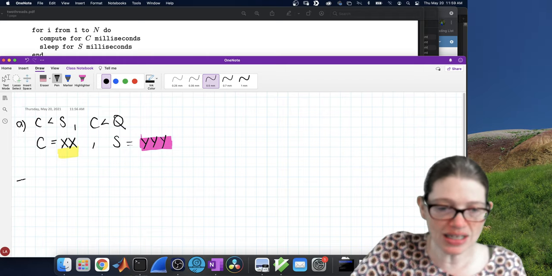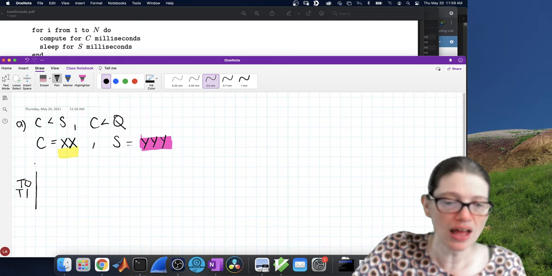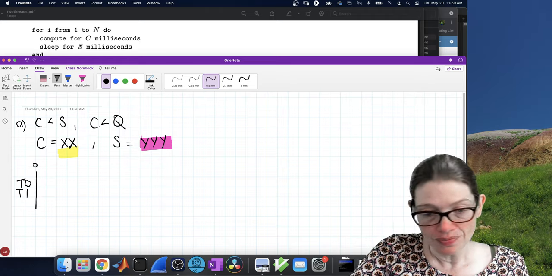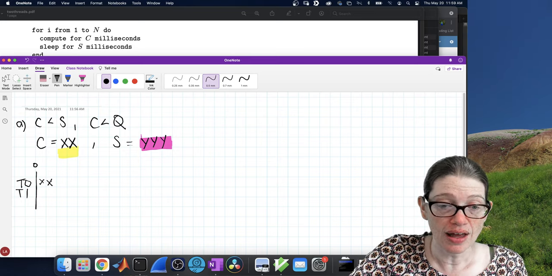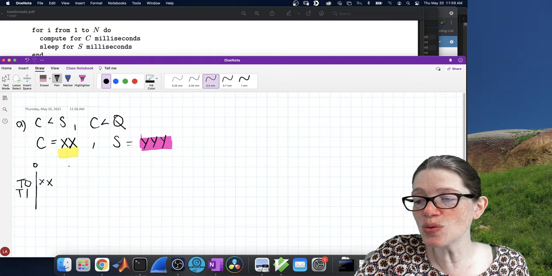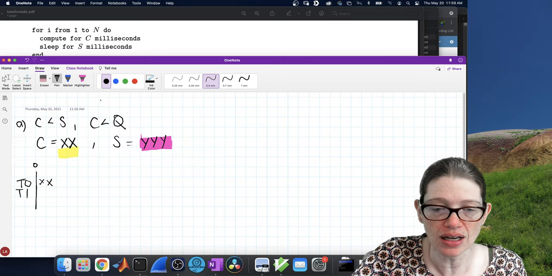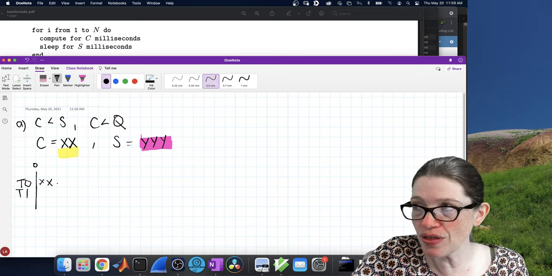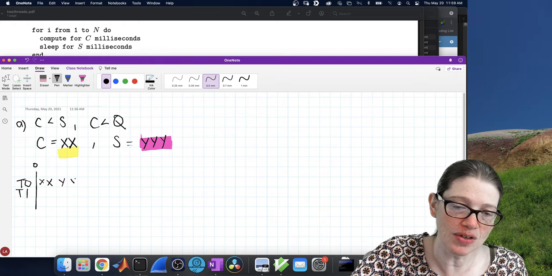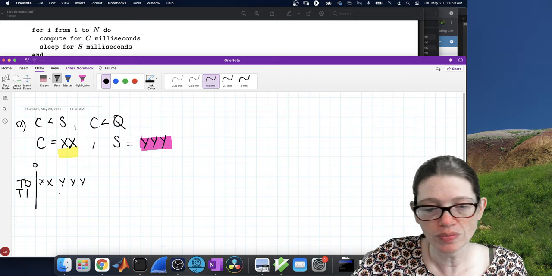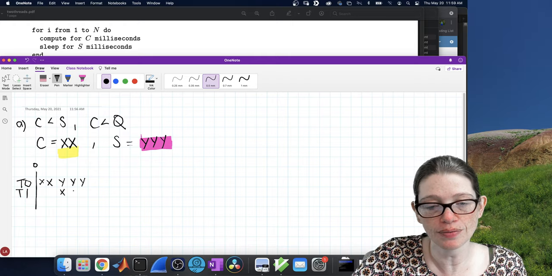So then let's do T0 and T1. And this is going to be time 0. Now, T0, the first thread, is always going to go first. So it's going to go X, X. While it is running, the other thread cannot run, but it also isn't asleep because it hasn't even started yet. And then after two, the computation has completed for the first thread, it's going to go to sleep for some number of units. And when it falls asleep, that's the point at which thread one can actually go.